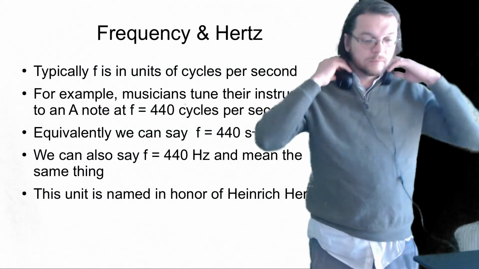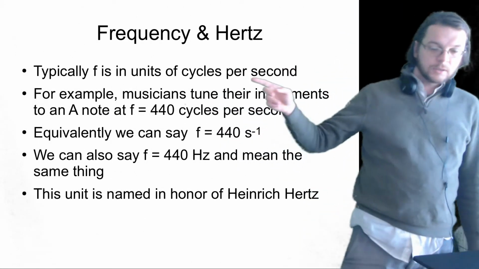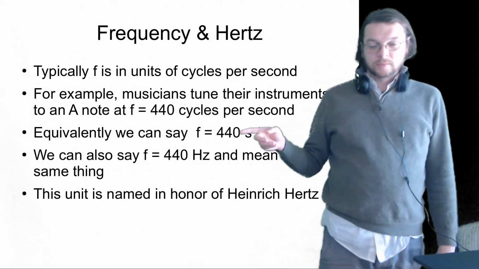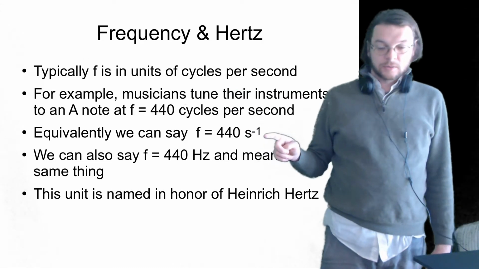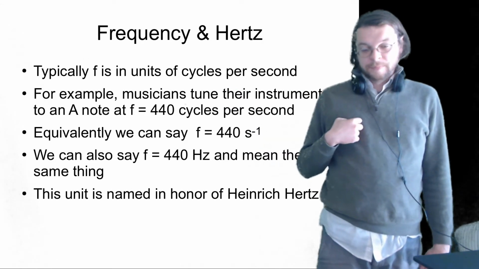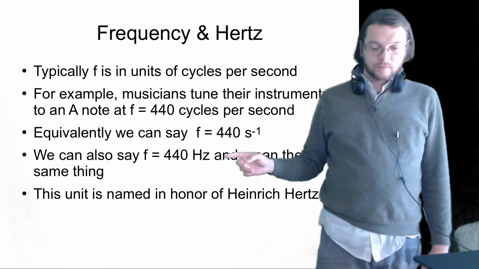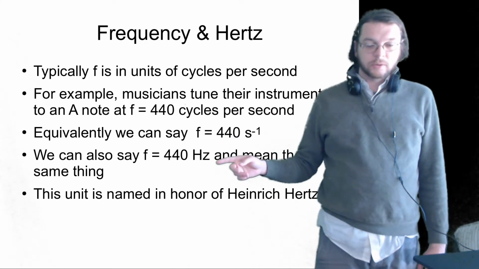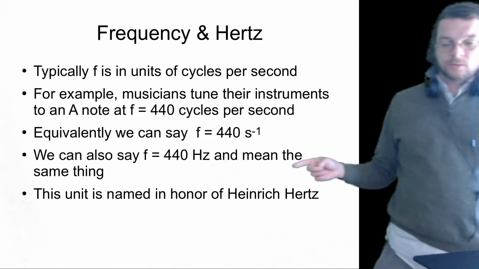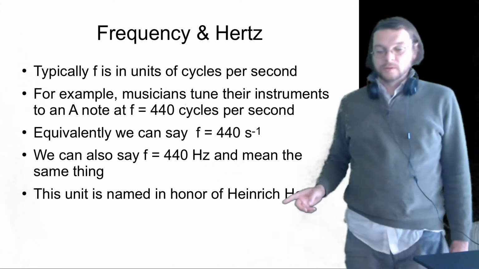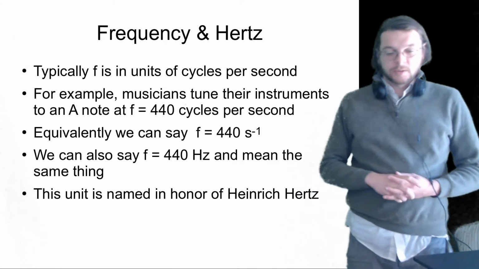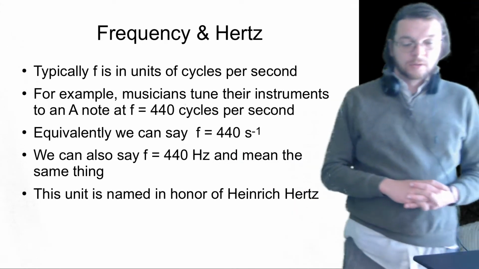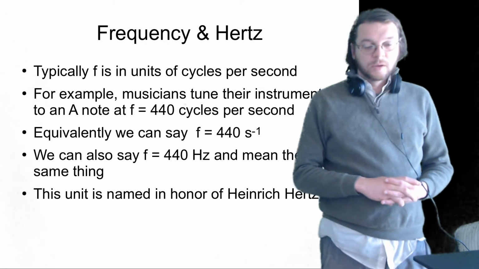So typically the frequency is in terms of the number of cycles per second, so we can write that down as inverse seconds, for example. We can also talk about the equivalent, which is hertz. So cycles per second is also called hertz. This is named after a German physicist that helped to develop, invent radio waves, the first radio transmitter.